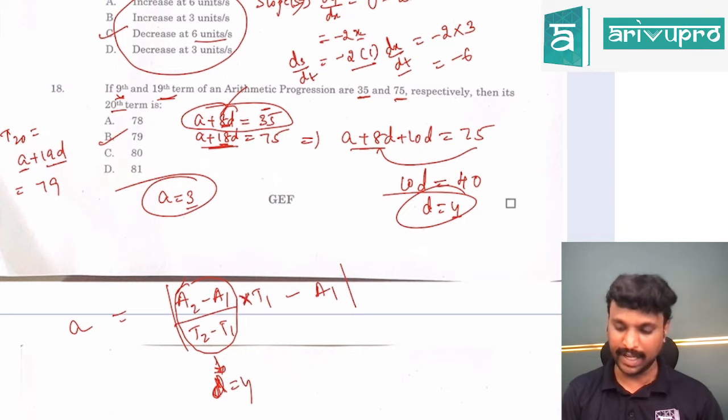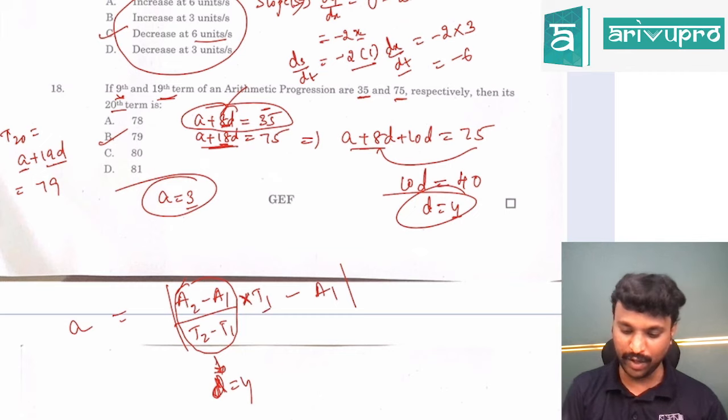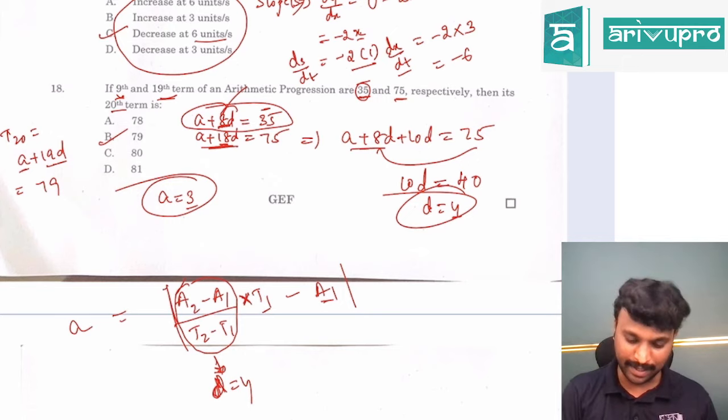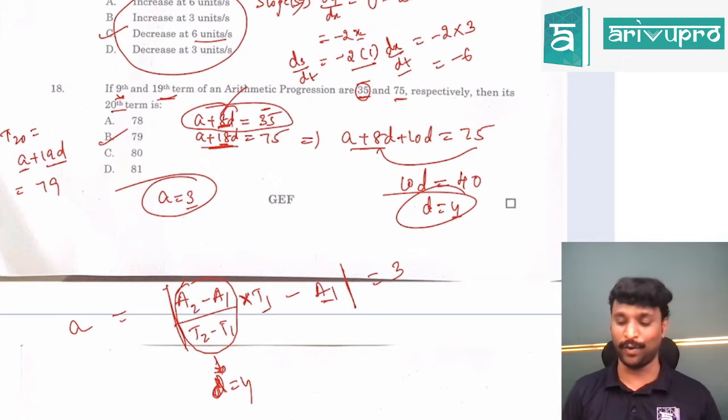Guys, continue with into T1. What is T1? The coefficient of d in the first one, which is 8. So into 8 minus A1. A1 is the first term, which is 35. So minus 35 if you do, your calculator shows negative 3, but it is under modulus. You have to take it as positive 3. So the a value is 3 and the d value is 4.